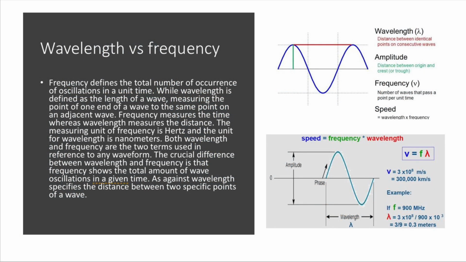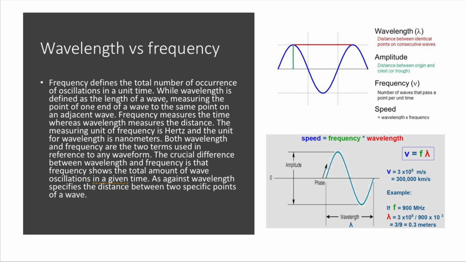Wavelength versus frequency. Frequency defines the total number of occurrences of oscillations in a unit time, while wavelength is defined as the length of a wave, measuring the point of one end of a wave to the same point on an adjacent wave. Frequency measures the time, whereas wavelength measures the distance. The measuring unit of frequency is hertz, and the unit for wavelength is nanometers.